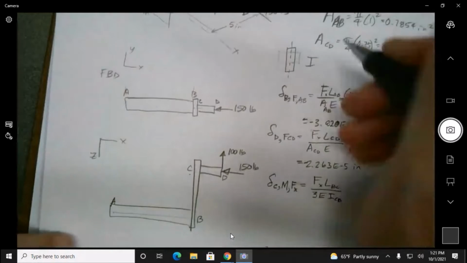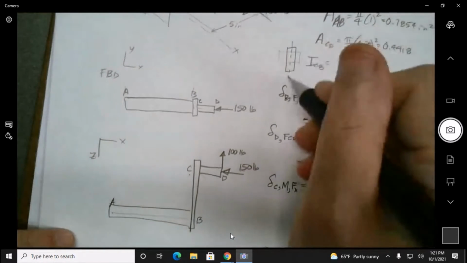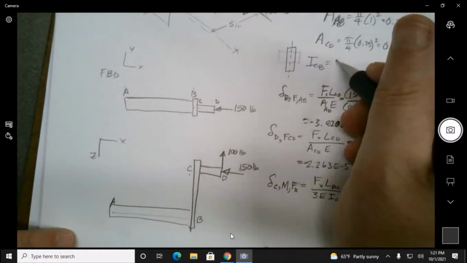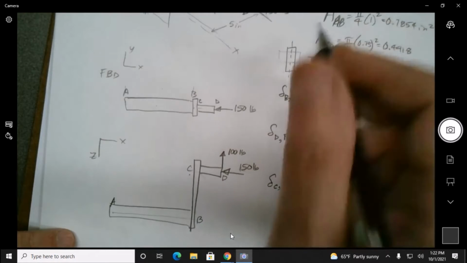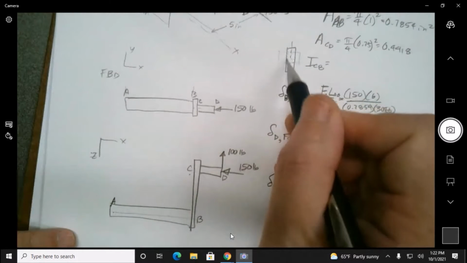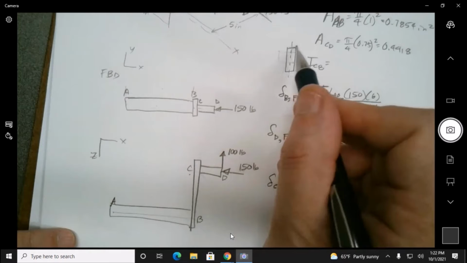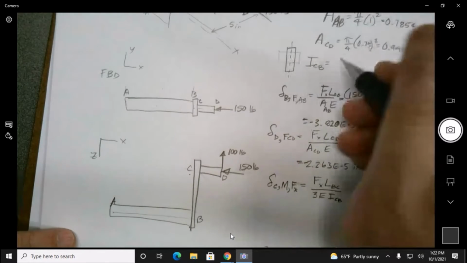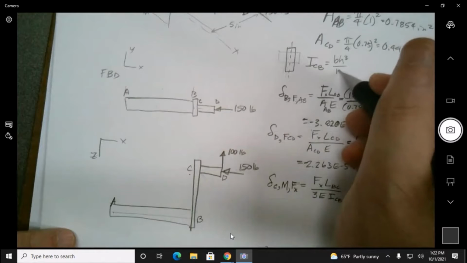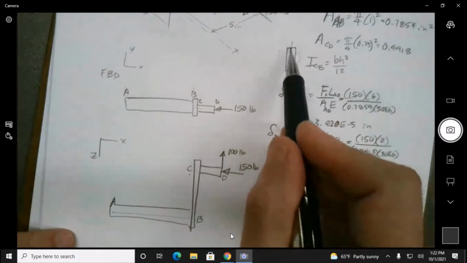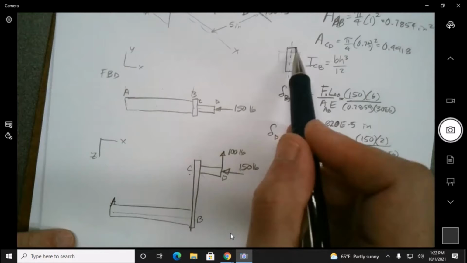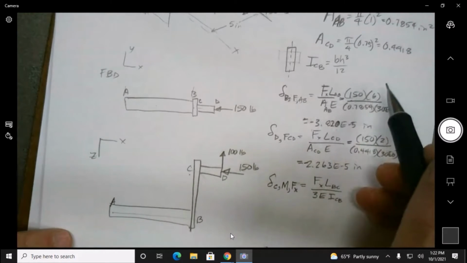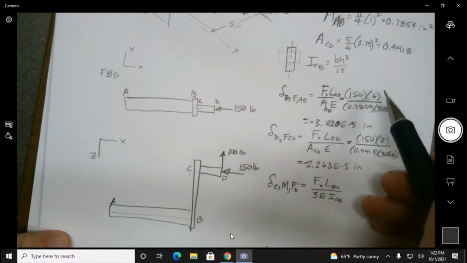So that I of CB is going to be h cubed over 12, and the base is going to be this width right here, and the height is going to be that direction. Does that make sense? Or did I confuse it? It's going to be b h cubed over 12, memorize this. But we have to say, is this the base or is this the base? Is this the height or is this the height of that rectangle? For what we're trying to do here.